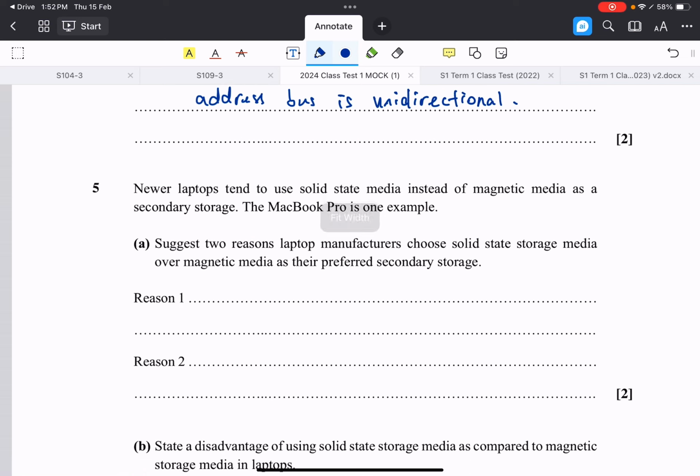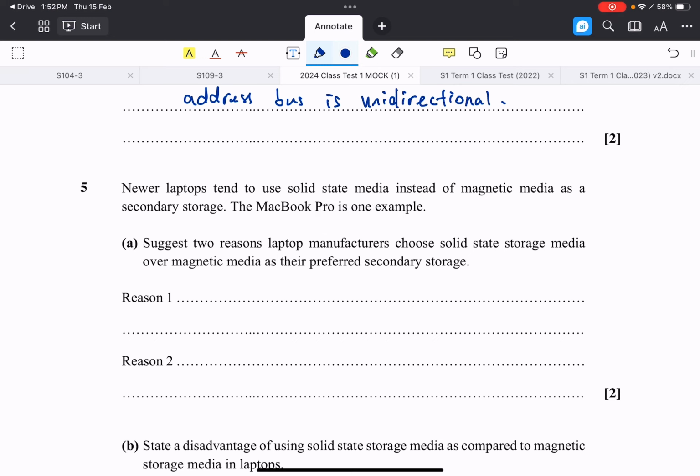Okay, next question. Newer laptops tend to use solid-state media instead of magnetic media, right? So as a secondary storage, MacBook Pro is one example. Suggest 2 reasons why you should choose solid-state storage. So basically, they're asking for the advantages, right? So what are some advantages?